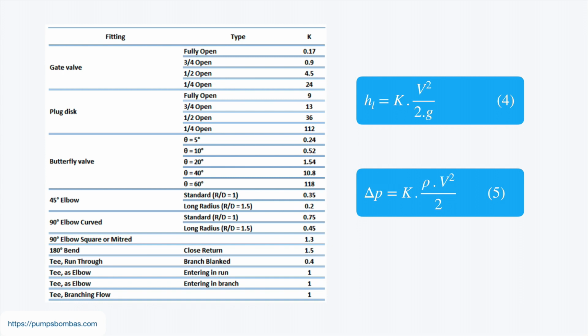See that the values are different depending on the position of the valve. For example, if fully open, the value of K will be 0.17 for the gate valve, and if it is a quarter open, the value of K will be 24. Normally the gate valves should work fully open.